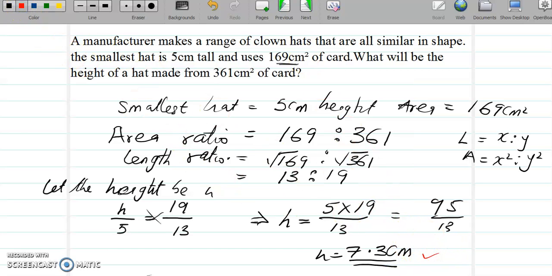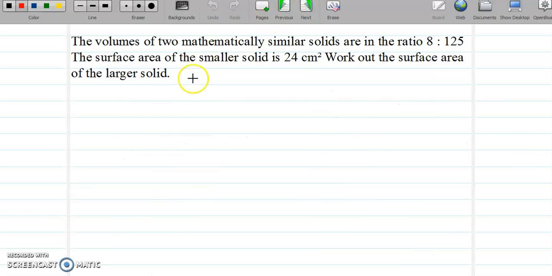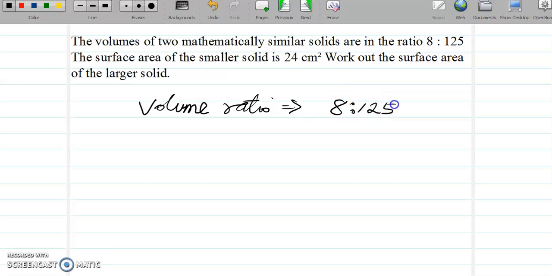Okay, now let's look at another question. This says the volumes of two mathematically similar solids are in the ratio this. Pick it one after the other. The volume ratio is 8:125. Okay, the surface area of the smaller solid is this. Work out the surface area of the larger solid.